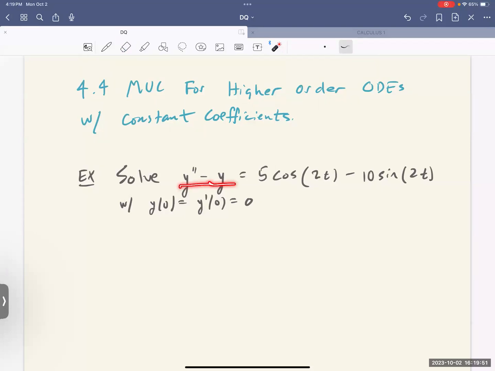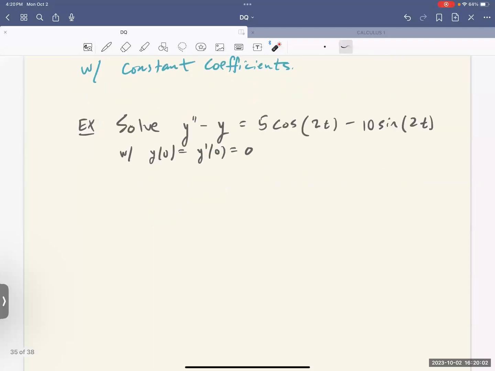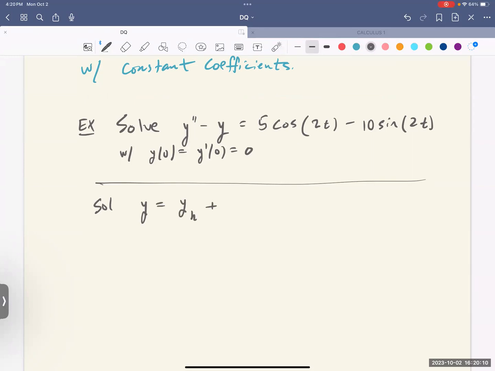Let's solve y double prime minus y equals this stuff with initial conditions. There are two of them now because it's second order. So y of 0 and y prime of 0 are both going to be 0 for our conditions. So our solution will be y equals a homogeneous term plus a particular term.